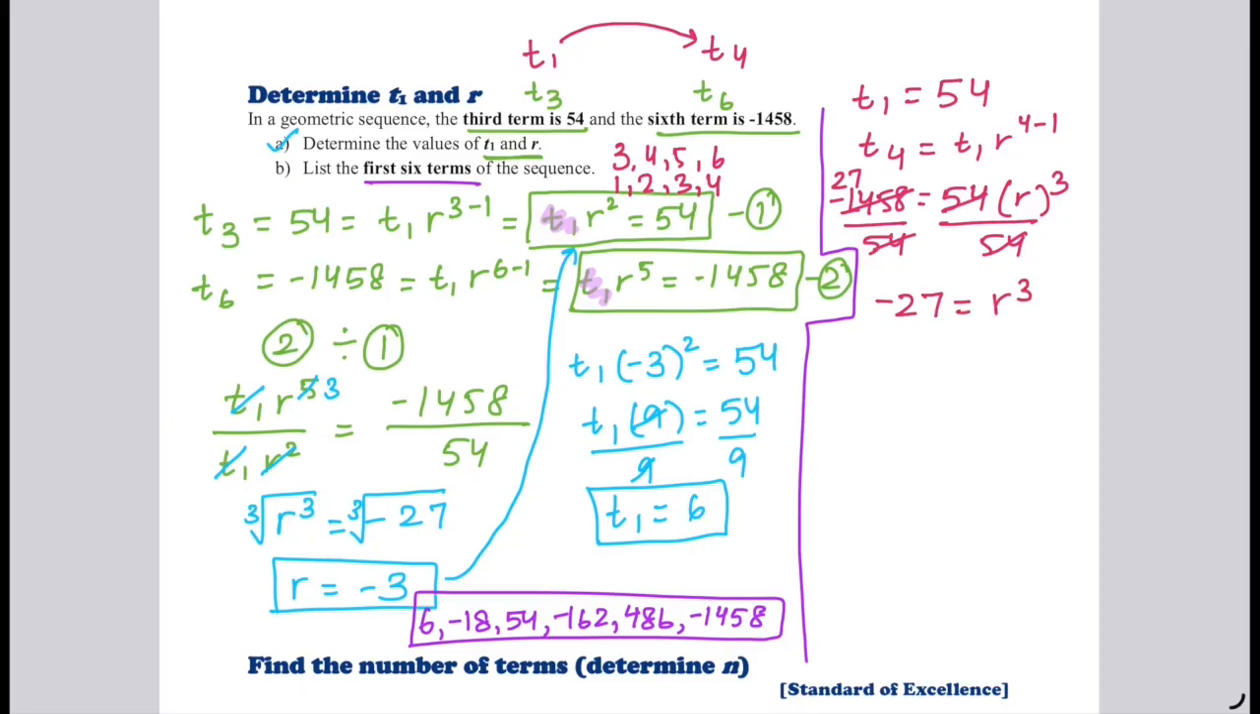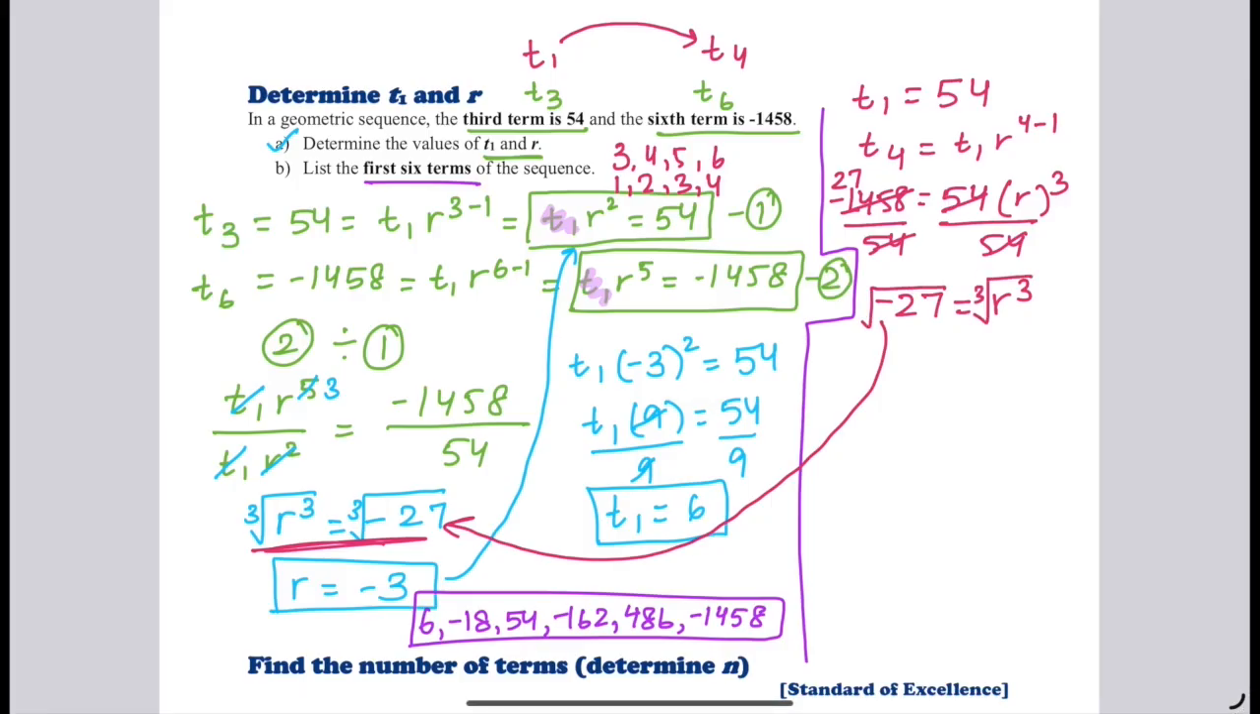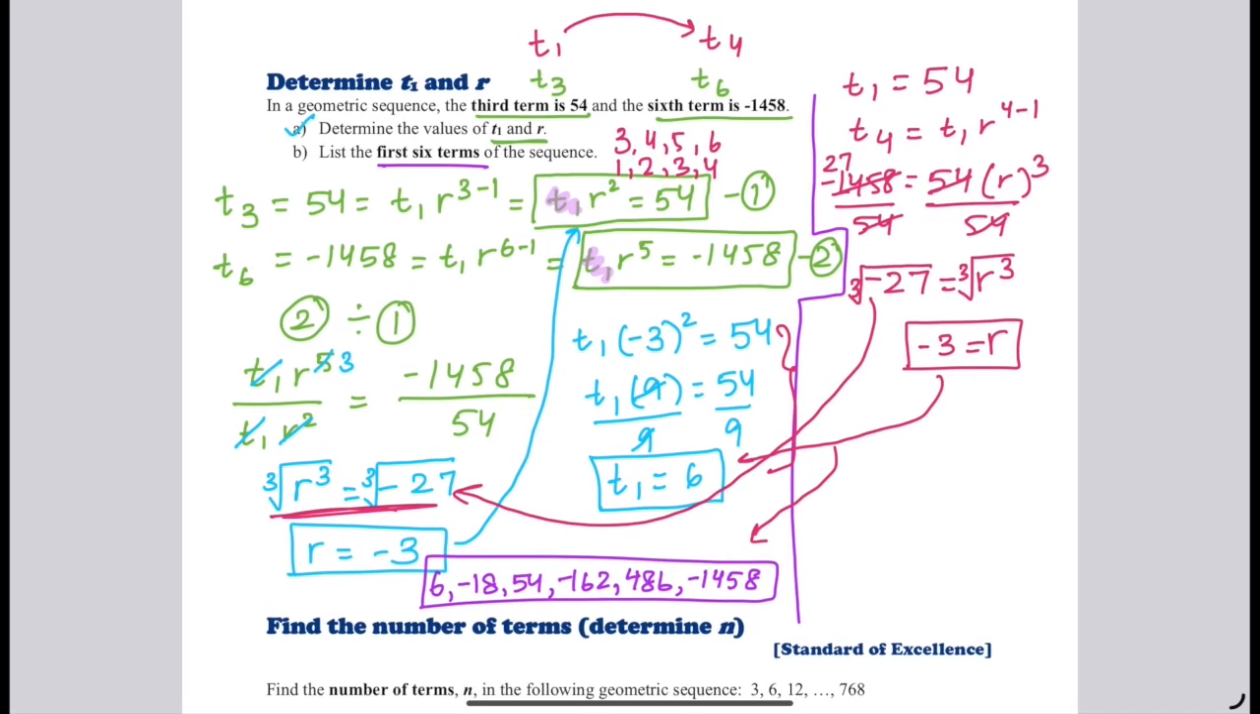So we are basically at this step, right? And we didn't have to do all this. We could have just shortened it up. And either way works. So we'll do cube root both sides. R is equal to negative 3. And then once you have negative 3, you do the same thing to get T1, and then the number of terms in the series. Make sense? Questions, confusions?